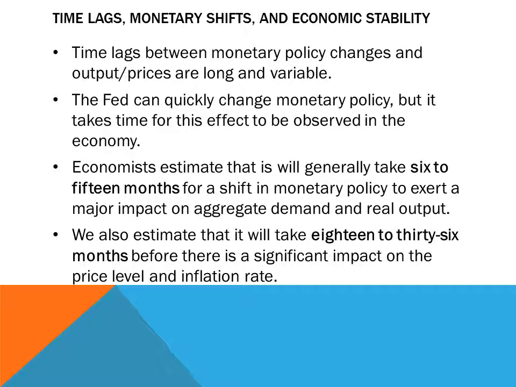But we should realize that monetary policy is not instantaneous, so we're going to talk about the time lags, monetary shifts, and economic stability. The time lags between monetary policy changes and output and prices are long and variable. The Fed can quickly change monetary policy, but it takes time for this effect to be observed in the economy. Economists estimate that it will generally take 6 to 15 months for a shift in monetary policy to exert a major impact on aggregate demand and real output. We also estimate that it will take approximately 18 to 36 months before there is a significant impact on the price level and the inflation rate.